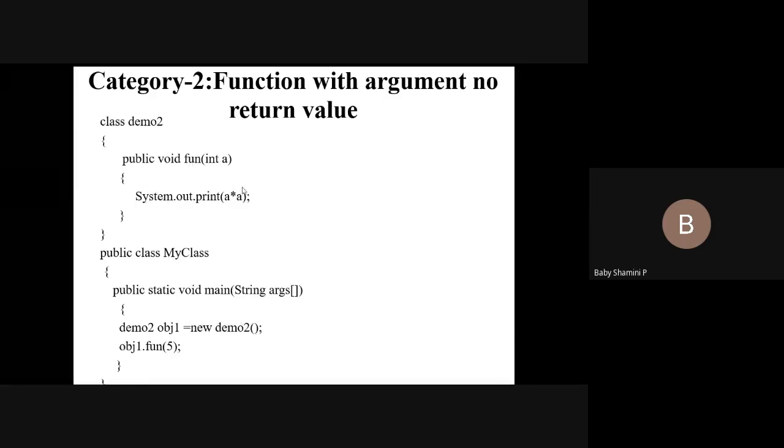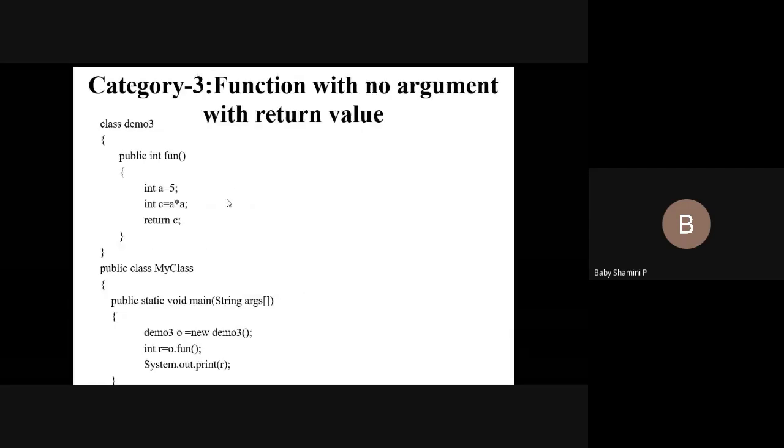This argument is passed to this function definition, that is public void fun(int a). It holds the value 5. So it prints this output as 25. But it does not return any value to the main function, because what is the return type for this? Void is the return type.